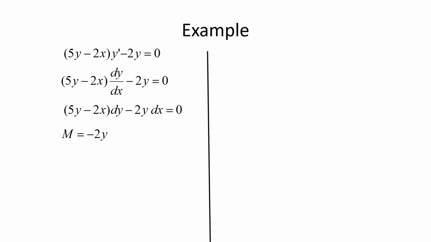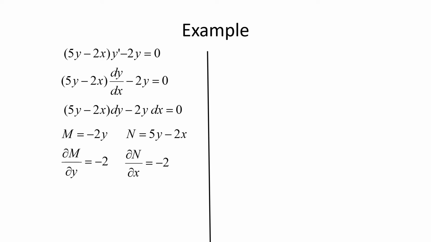Remember, M is always paired with dx. So even though this is written in a different order, we always take M to be the term that's with dx. So M is -2y, and N is 5y minus 2x. We take the partial derivative of M with respect to y, and that gives us -2. We take the partial derivative of N with respect to x, and that also gives us -2.